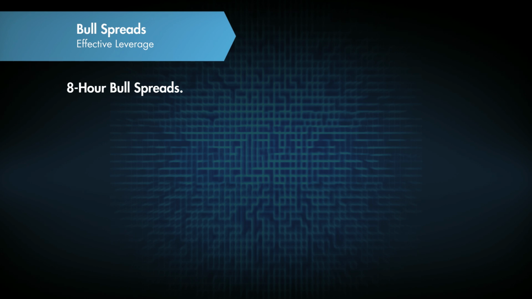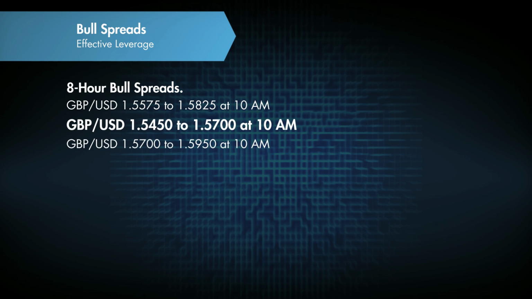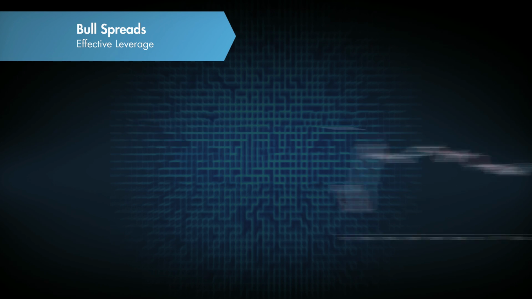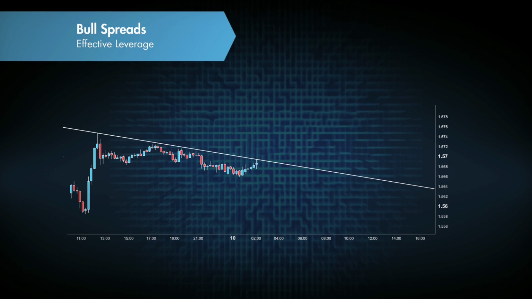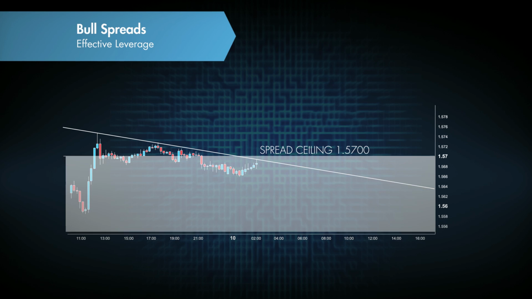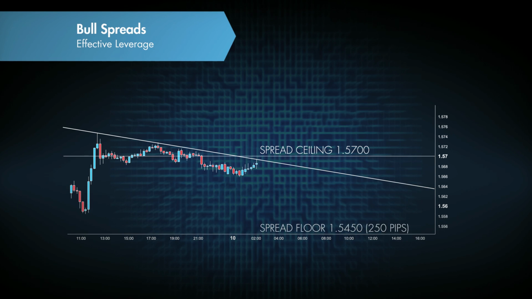In this case, we're going to take a look at an 8-hour bull spread, range 154.50 to 157.00. I chose this one because we have the underlying market trading very close to that ceiling of 157.00. In this case, we're going to use that for risk control. So here we have our spread ceiling, 157.00. The floor is 250 pips lower, all the way down at 154.50. We have our 8-hour time frame represented there by the blue lines.